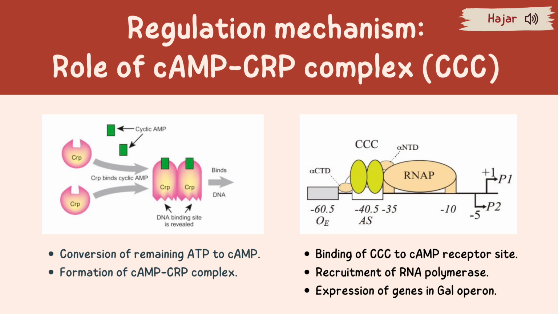The genes in the gal operon, such as GAL-E, GAL-T, and GAL-K, will be expressed to allow efficient utilization of galactose as an energy source in E. coli.